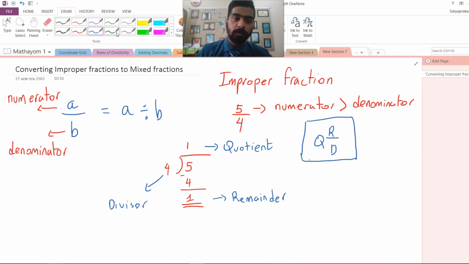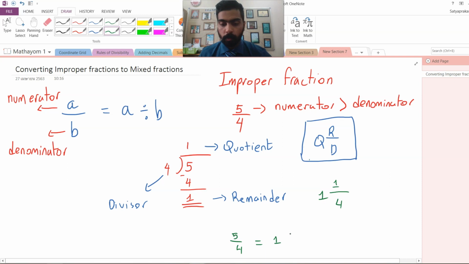Now we just have to substitute. The quotient is 1, so we put 1 here. The remainder is 1, so we put 1 here. Over the divisor, which is 4. So in other words, 5 over 4 we can write as 1 and 1 quarter.